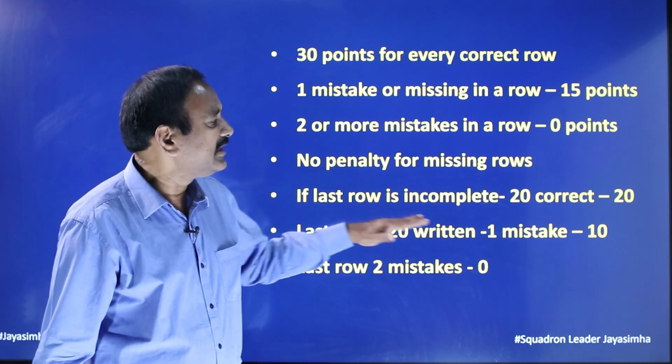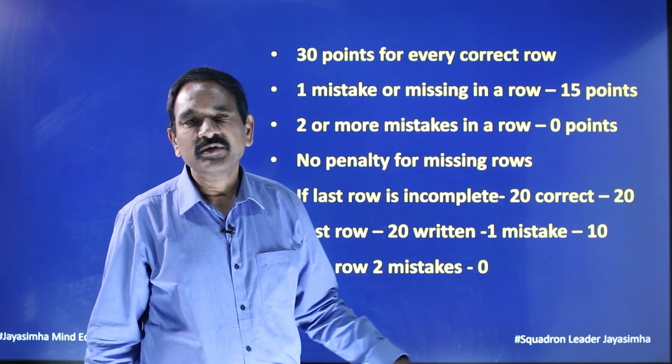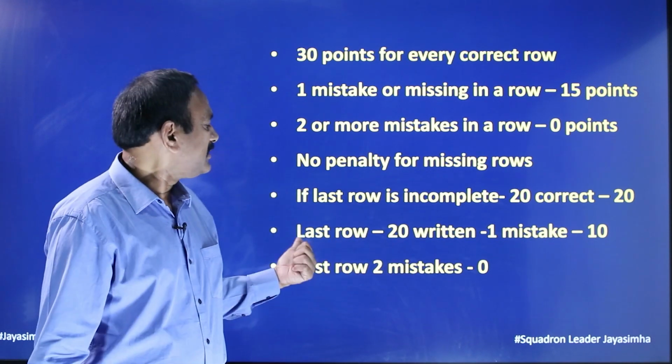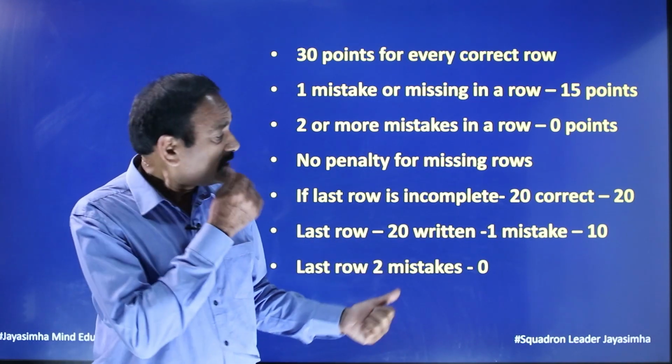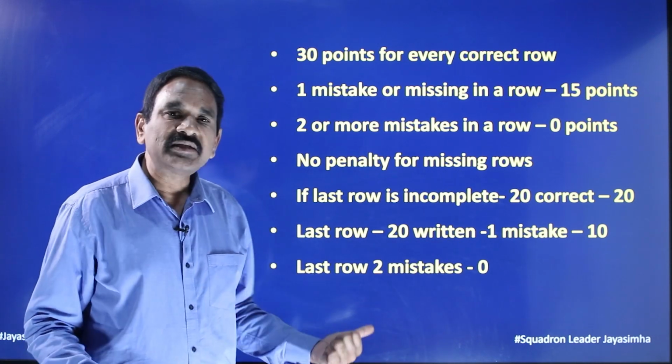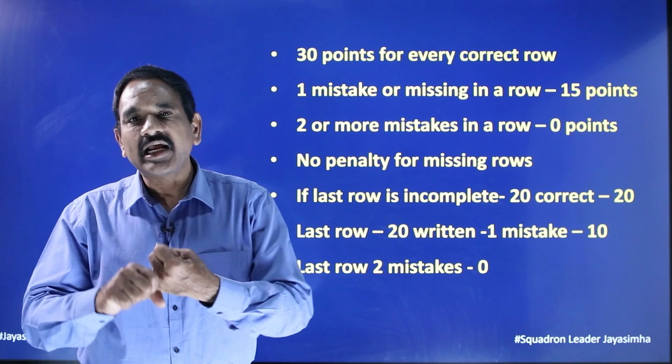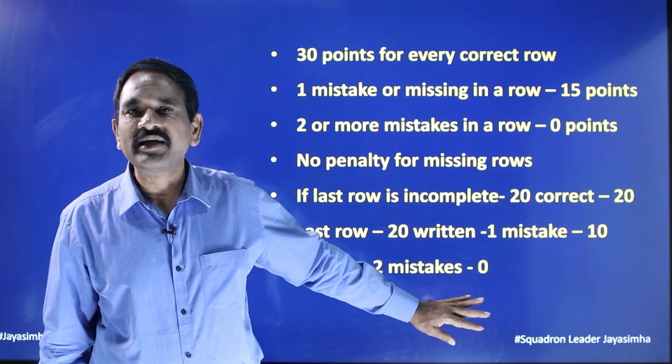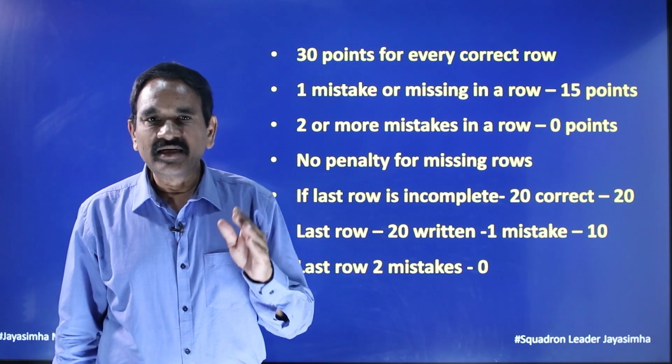If the last row is incomplete, meaning 20 are correct, you will get 20 points. Imagine the last row has 20 written, but one mistake. So how much will you get? 20 by 2, you will get 10. So if the last row has 2 mistakes, or 2 blanks, or 1 mistake and 1 blank, then for the last row you will get 0 points. These are binary numbers, right?